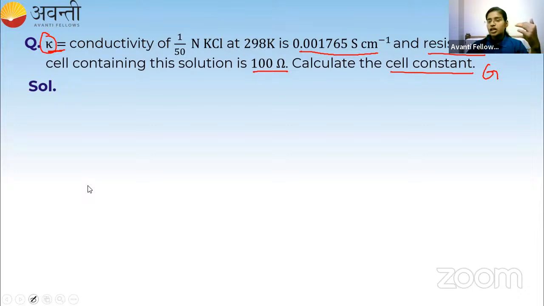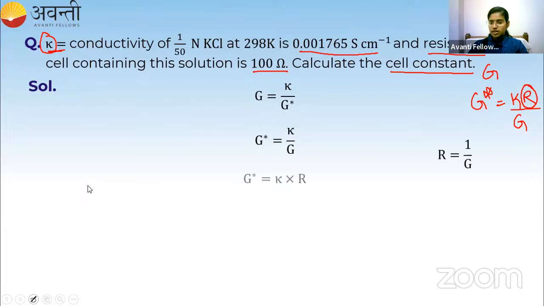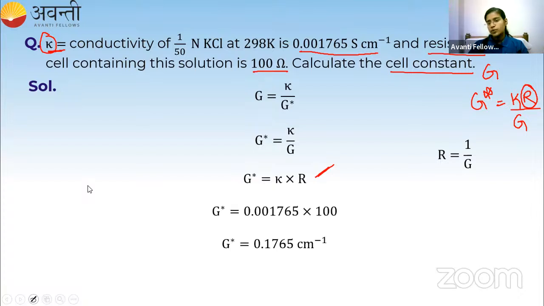But instead of R, you can also go for conductance. Resistance is the inverse of conductance, so you can put 1 by G also, R is equal to 1 by G, and from that formula also you can get it. G star is equal to kappa into R is the relation, and you can apply it directly here. Just direct substitution will give you the answer for this question.